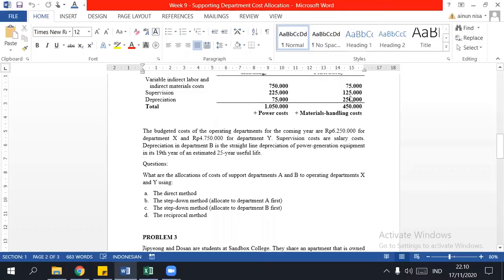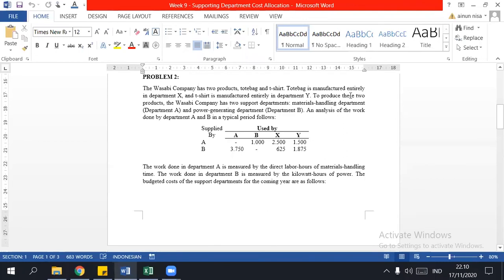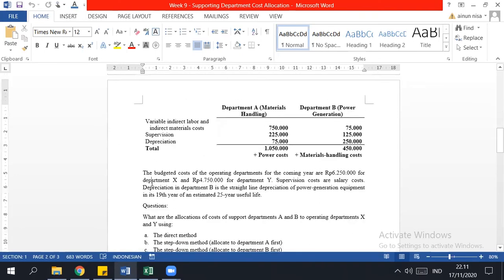Okay, so let's move on to the second question. The second question is about the WASB company that has two products, tote bag and t-shirt. The tote bag is manufactured by Department X, while the t-shirt is manufactured by Department Y, and they have supporting departments, which are the Materials Handling Department, or Department A, and the Power Generating Department, or Department B. And this is the data regarding the analysis of the work done by Department A and Department B. And then here is the data about the total cost of Department A and Department B.